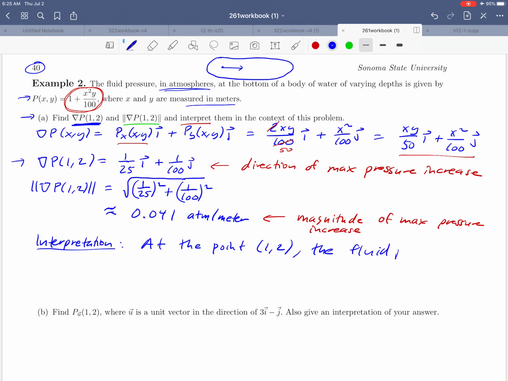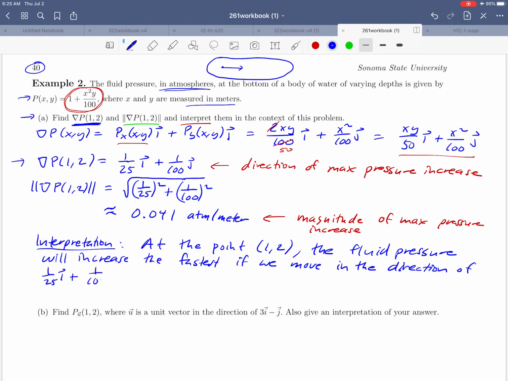The fluid pressure will increase the fastest if we move in the direction of the gradient, which is 1/25 i plus 1/100 j. I'm just recopying the gradient that we calculated. And the second part of it is if we move in that direction of maximum increase, we're going to get 0.041 atmospheres per meter as our rate of change.